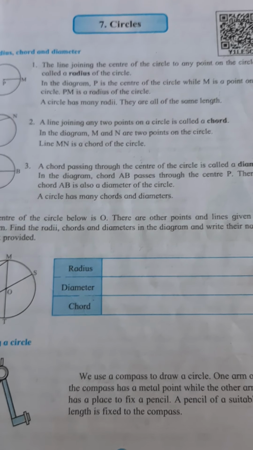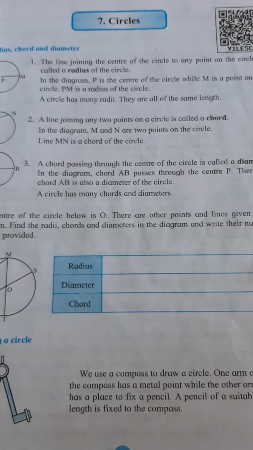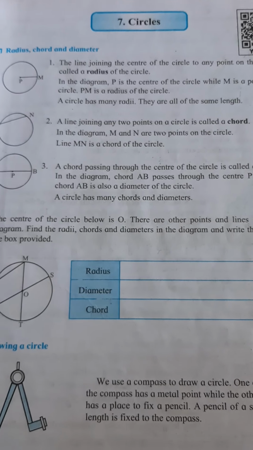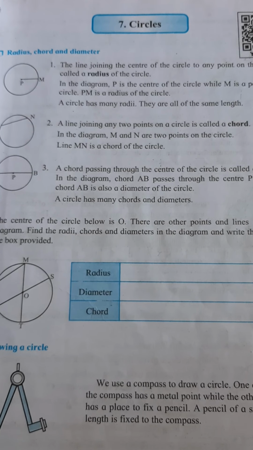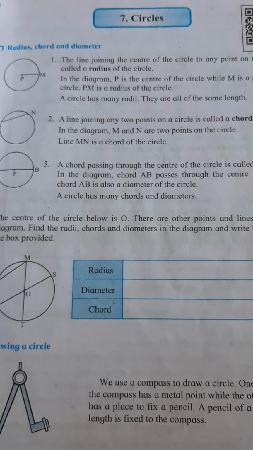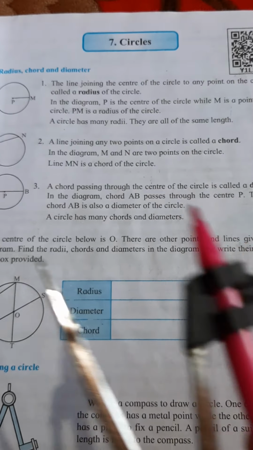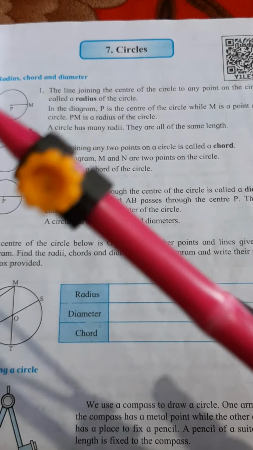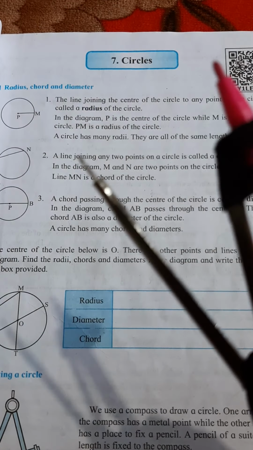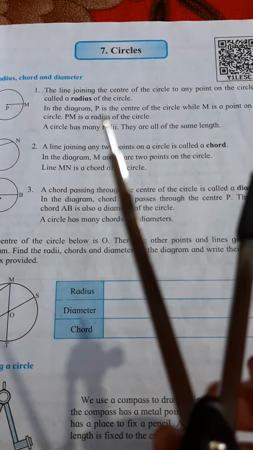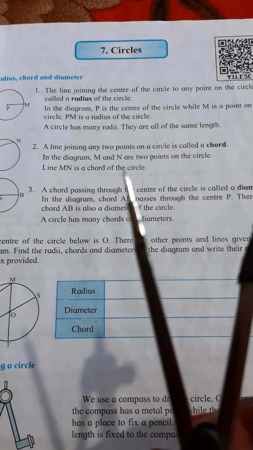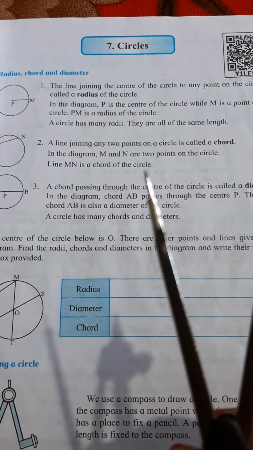Today we are going to start lesson number 7, circles. Already you have studied about circle in 4th standard. How to draw the circle? By using the instrument called compass. You take the specific distance in the compass by using the scale and draw the circle.